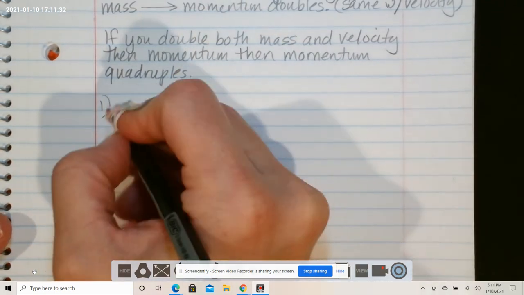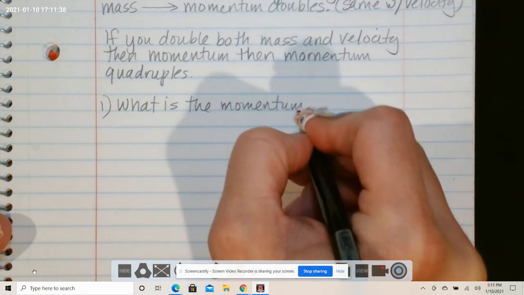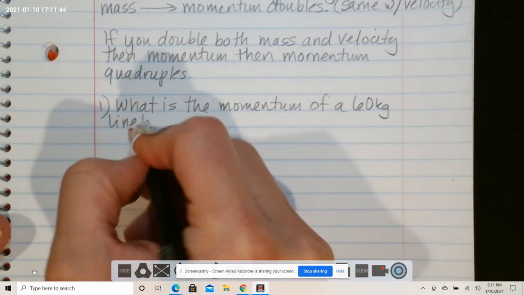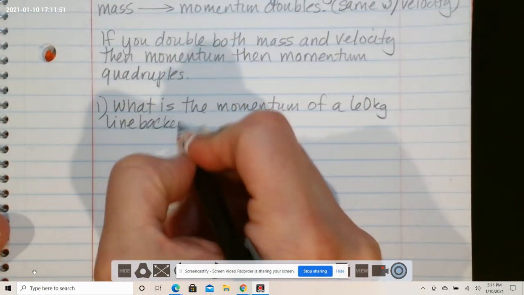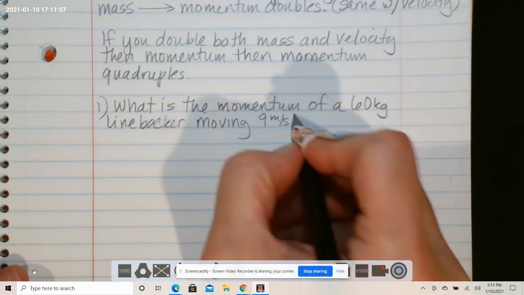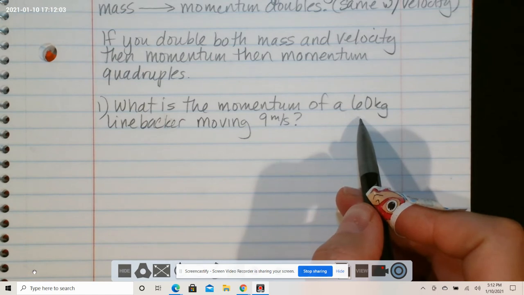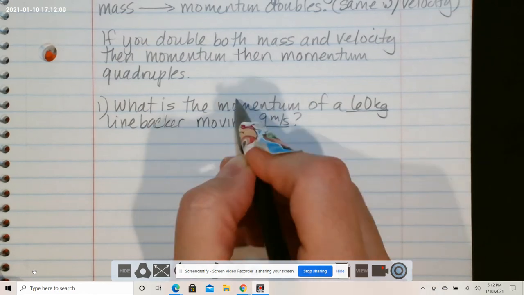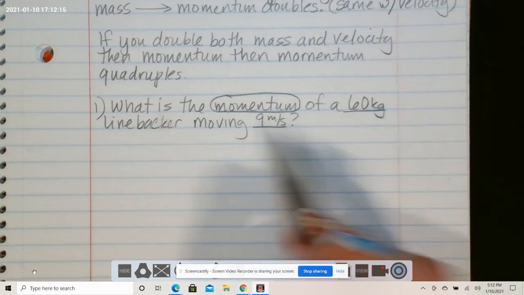So let's try, what is the momentum of a 60 kilogram linebacker moving 9 meters per second? So the linebacker is running. They are 60 kilograms of mass and they are running at 9 meters per second. So we have underlining what we are given and what is the momentum. We're going to circle what we need. So remember, that's kind of the method we use. Underline what we've given, circle what we need.